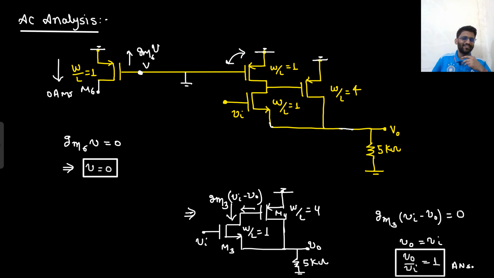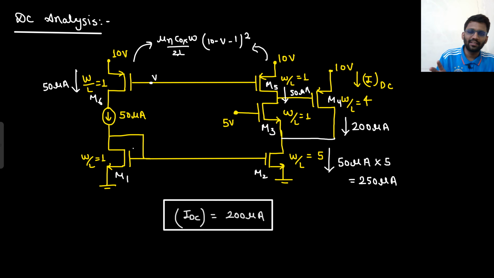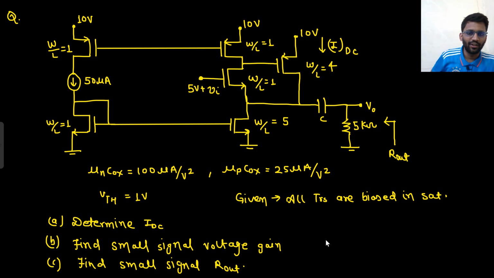So this was a very straightforward question. You might be getting confused about the gmp value, gmn value. Nothing is required there. No gmp, no gmn value is required. Simply the gain is becoming 1. Our target was to reduce the problem, and this is how we reduce it. By seeing this circuit, you might think, oh, what do I need to do, how will I solve it? Very simple. 50, 200, 250 from upward, 50 microampere. So IDC is 200 microampere.